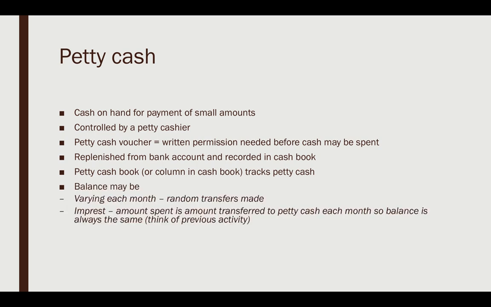The balance in the petty cash book could either be varying each month as random transfers are made as and when is necessary, or you might find that the business uses what is known as the imprest system. This is what you used in your little business scenario where you went shopping. In this case, you start every month with exactly the same amount. And the amount that is then spent during the month is transferred back to petty cash so that the balance is always going to be exactly the same, just like in your shopping activity that you just did.